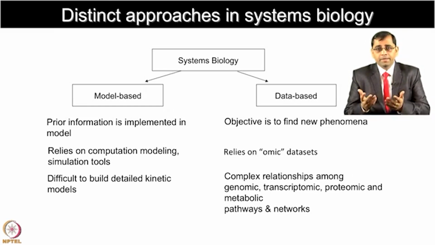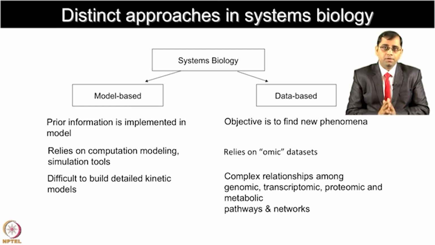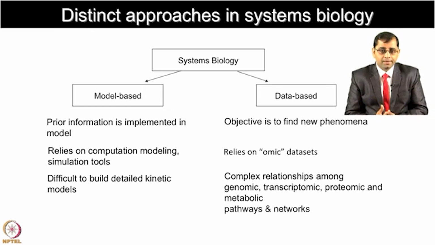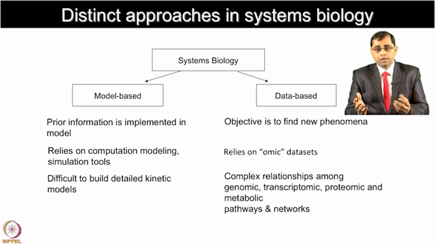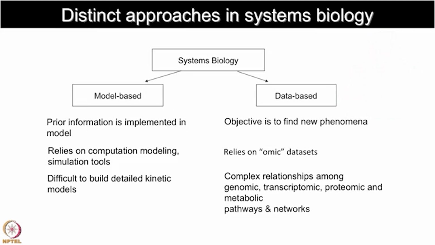Whereas, the data based systems biology approach involves finding new phenomena using these kinds of data sets. It relies essentially on various types of omic data sets and looks at their intricate complex relationships by looking at various components from genome, transcriptome, proteome and then tries to define various types of pathways and networks.